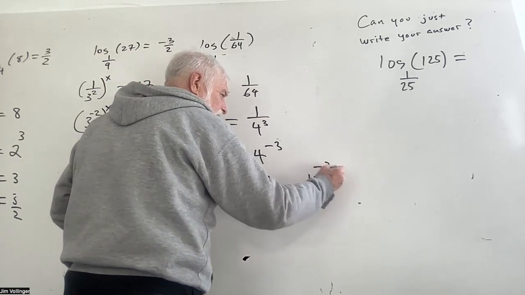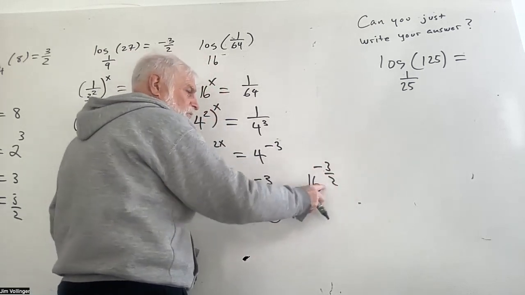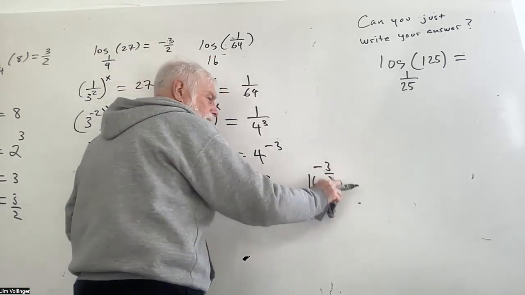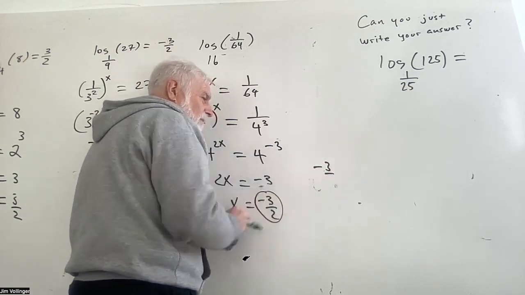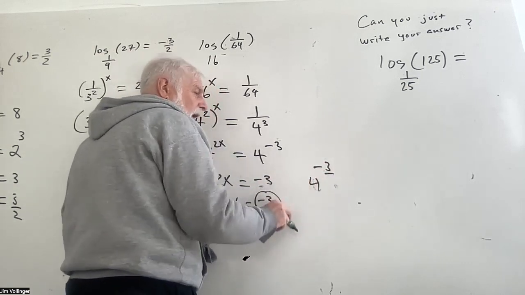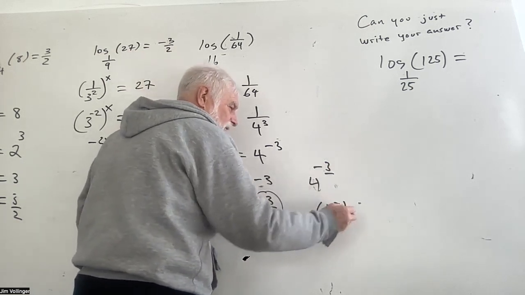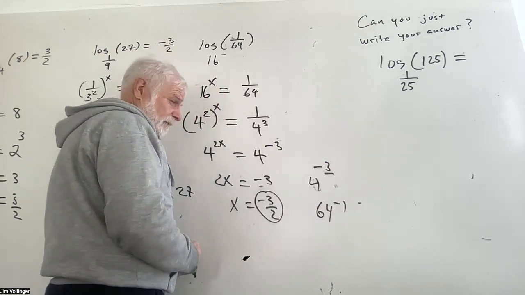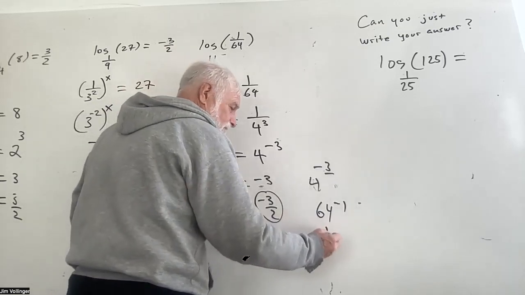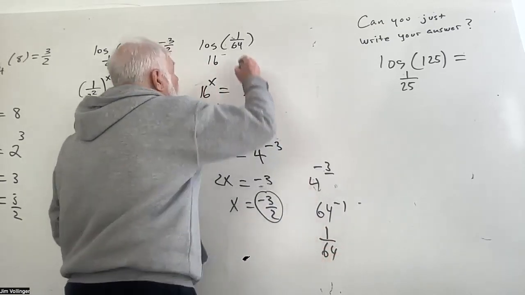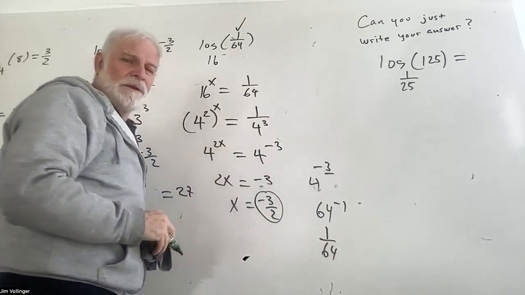16 to the -3/2. I'm going to do the square root of 16. That's 4. I'm going to do 4 cubed, which is 64 to the -1. That's 1/64. Oh, yes, bingo, that's what we wanted.